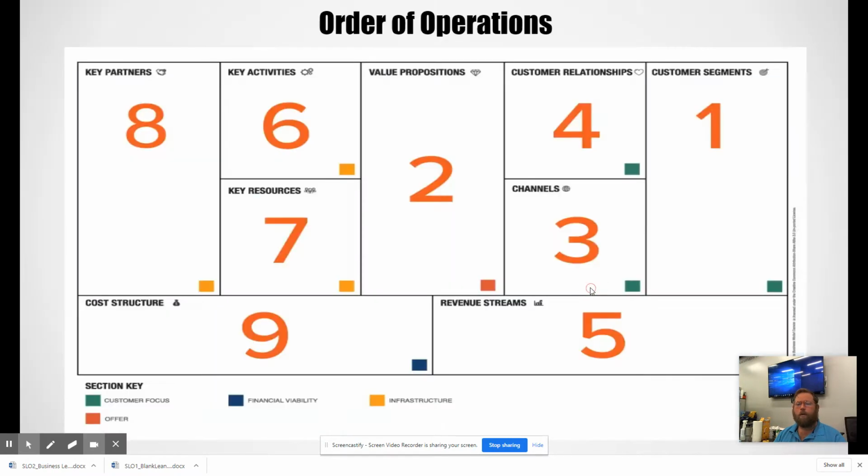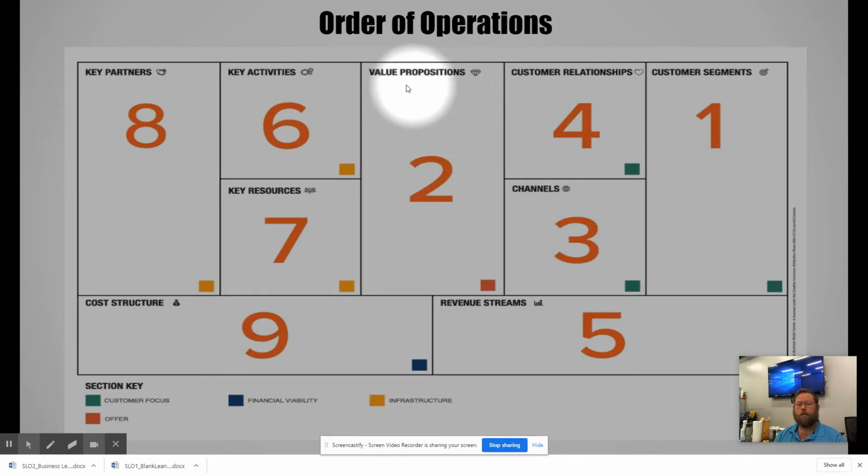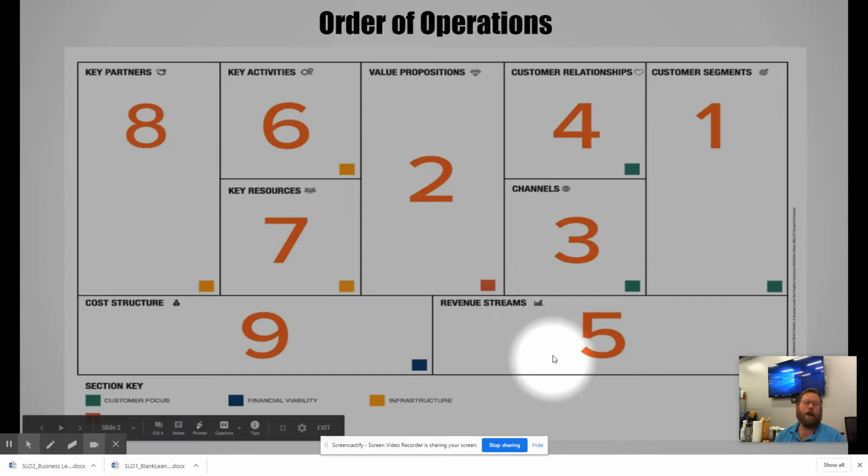Now, when we move along here, there is an order of operations, so to speak. So we want to be thinking about number one, our customer segments, and then we're going to go to number two, our value propositions. We're going to move over to our channels for number three. Customer relationships are four, and revenue streams are five, and they are interrelated. If this changes, this changes. And then, of course, these might change, and then this changes. So it is a web of connections on one page, and that's what makes it so powerful.